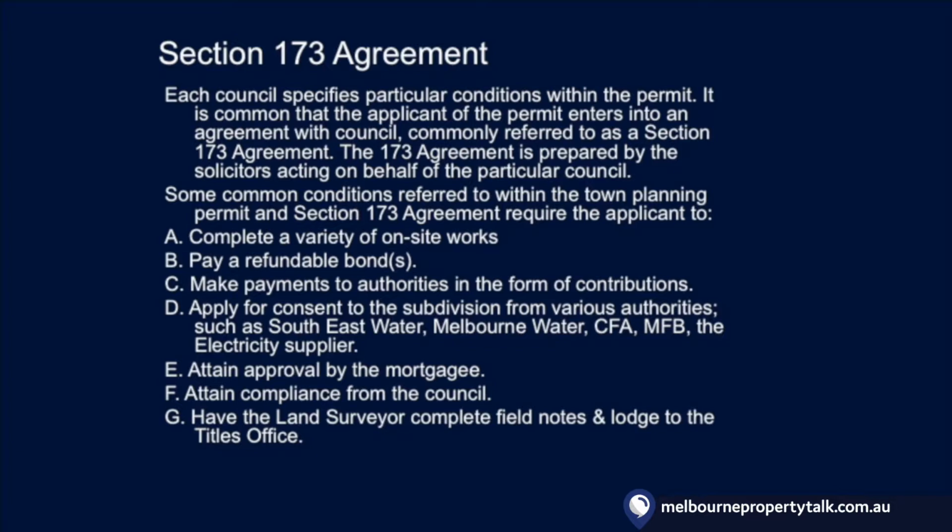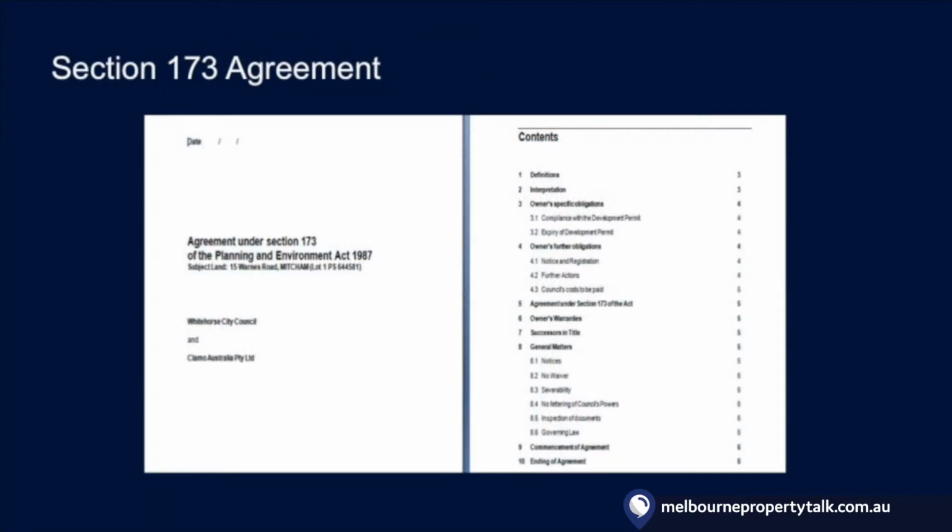In most cases, council will not sign the Section 173 agreement until all other town planning permit conditions have been satisfied. On this slide, you'll see an example of a typical Section 173 agreement. The following slide shows you the page at which all parties must give consent and approval to that subdivision.